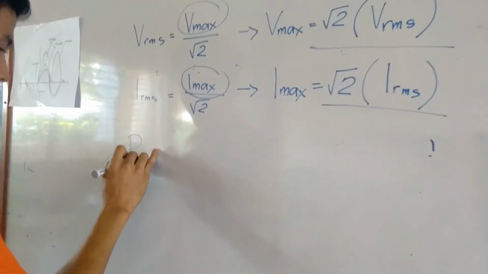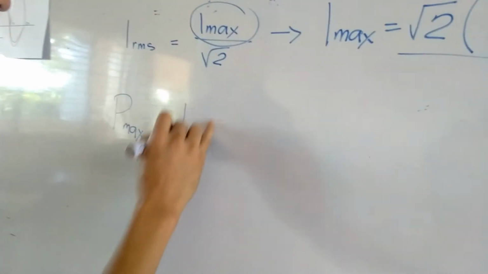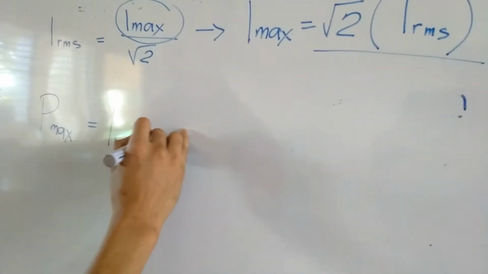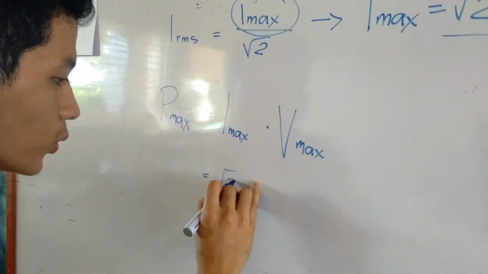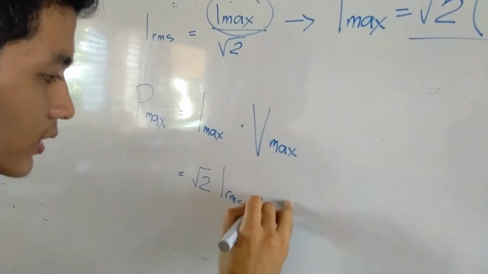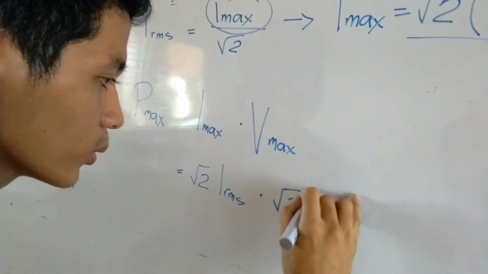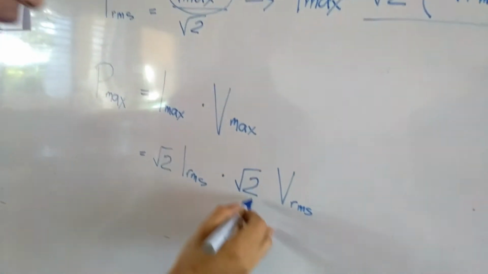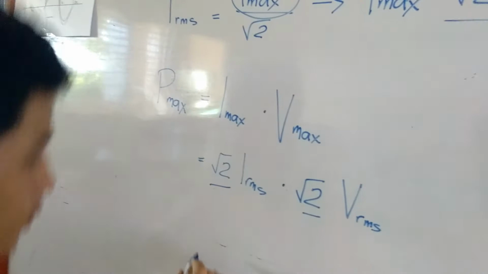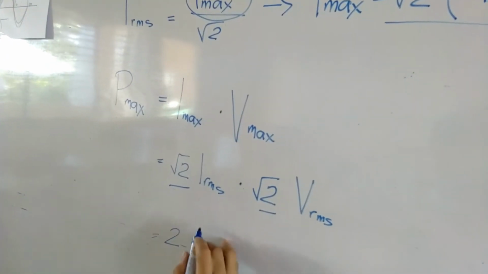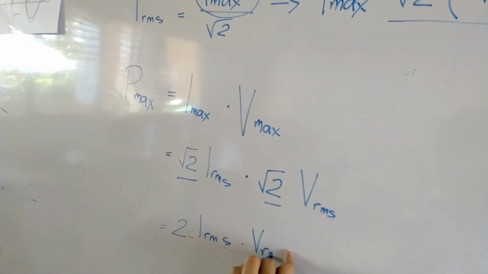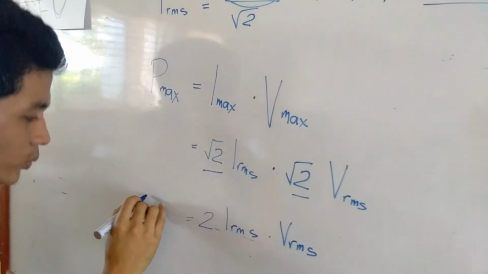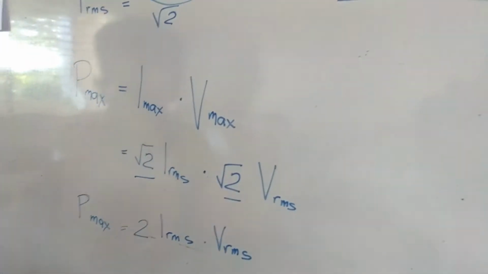So P max will then be equal to I max times V max, wherein I max is equal to square root of 2 IRMS times square root of 2 VRMS. But the square root of 2 multiplied by the square root of 2 would be equal to 2, multiplied by IRMS times VRMS. So that would be the maximum power formula of a purely resistive circuit.